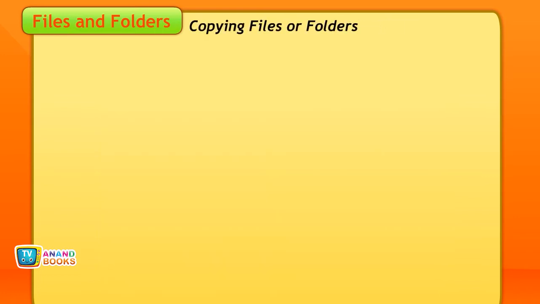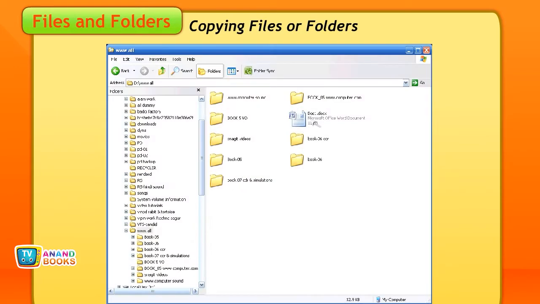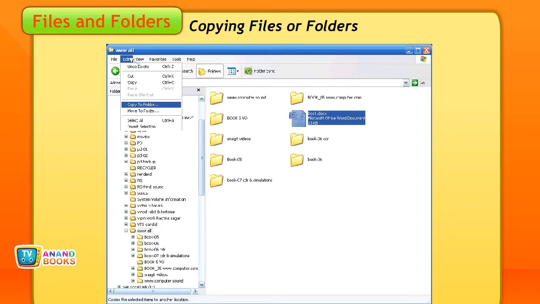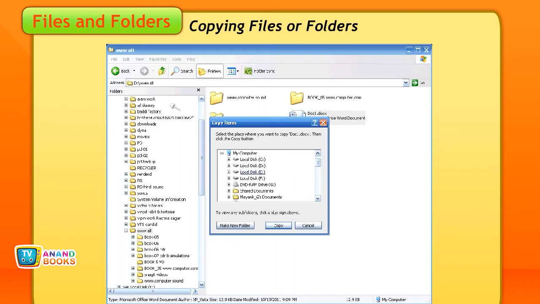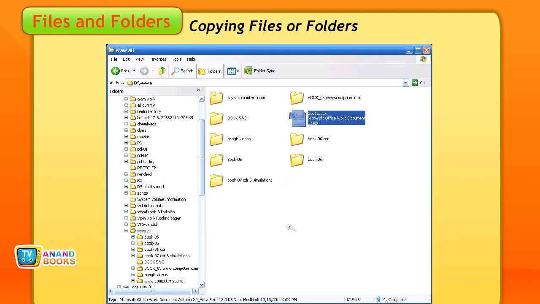Copying files or folders. 1. Select the file or folder to be copied. 2. Click on Copy, or click Edit menu, Copy to folder. It will open a dialog box titled Copy Items. 3. Search for the folder to which you will copy the selected file or folder. Once the folder has been selected, click on Copy.